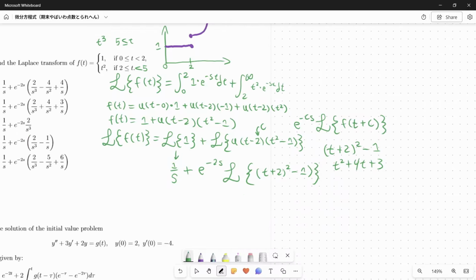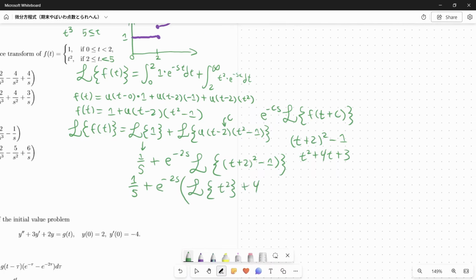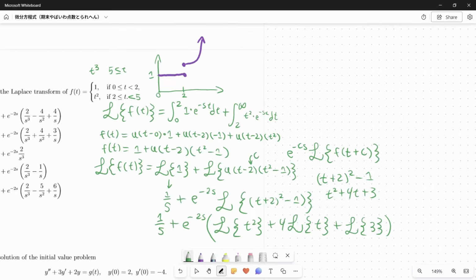And so then the Laplace transform is going to take the form of 1 over s plus e to the negative 2s times the Laplace transform of t squared plus 4 times the Laplace transform of t. I'm taking out the constants here, by the way, plus the Laplace transform of 3. And then from here, we can just compare each of these three cases to our Laplace table.